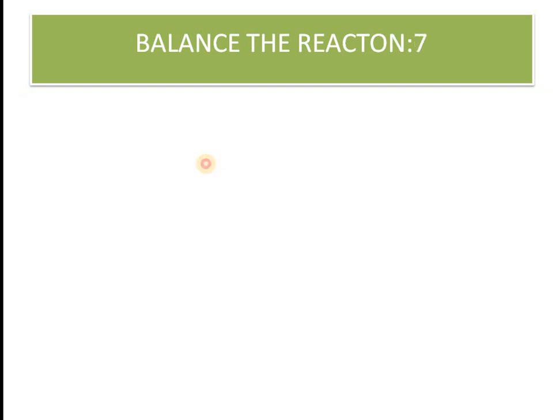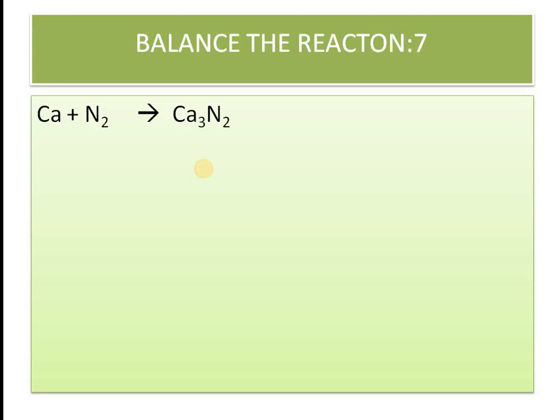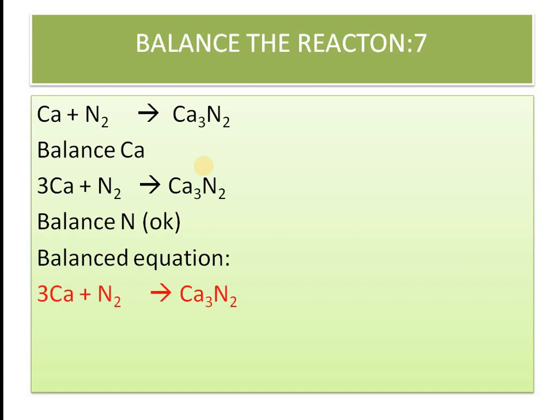Now balancing reaction number 7. This is very simple. First we check calcium. We multiply calcium by 3 on the left hand side, and then we can manage nitrogen. Nitrogen is already balanced. So this is the balanced chemical equation. This is a combination type of reaction.